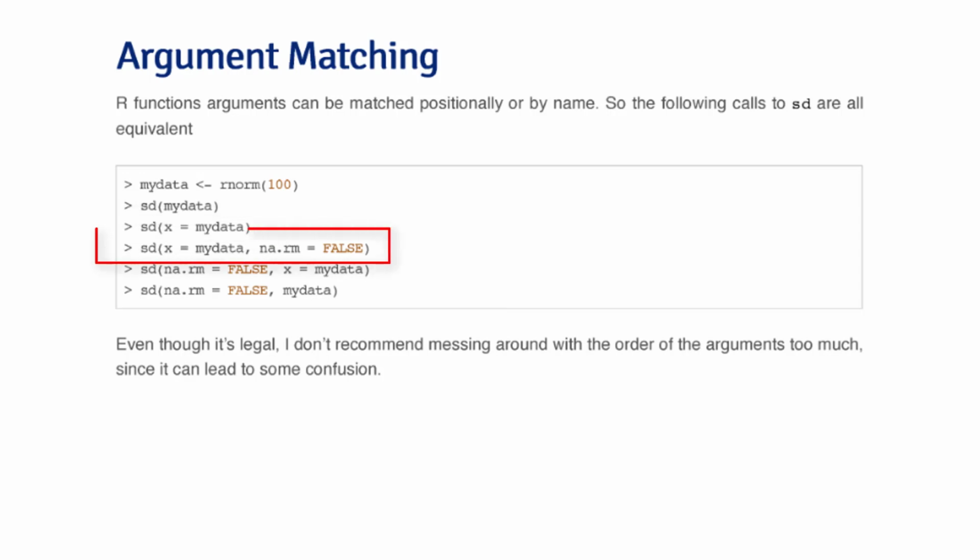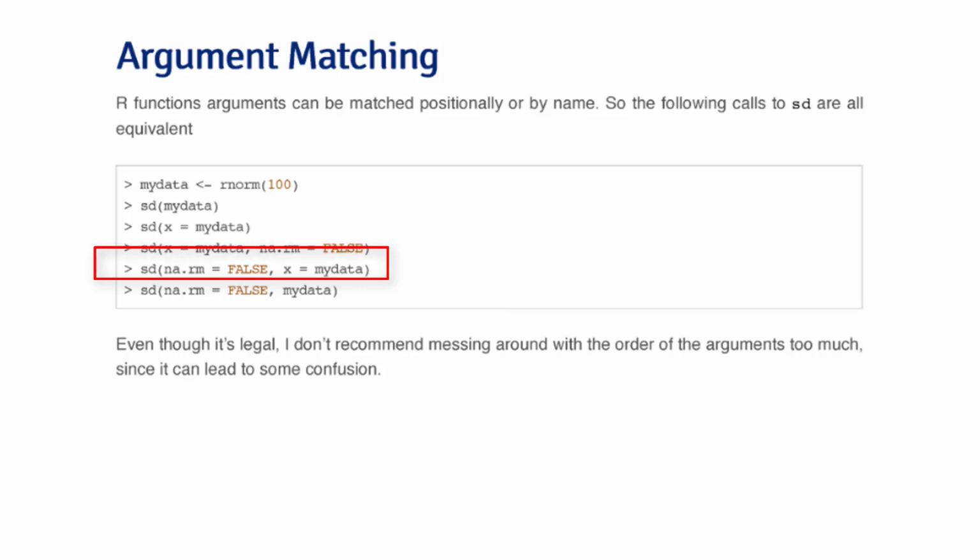So in the next example here, I'm going to name both arguments. I'm going to say x equals my data and na.rm equals false. That calculates the same thing as before. Now when I name the arguments, I don't have to put them in any special order.